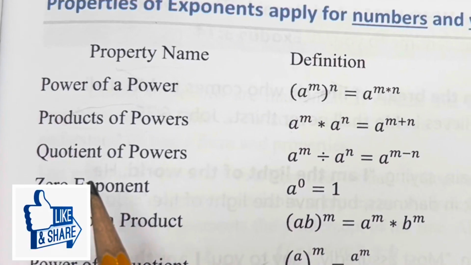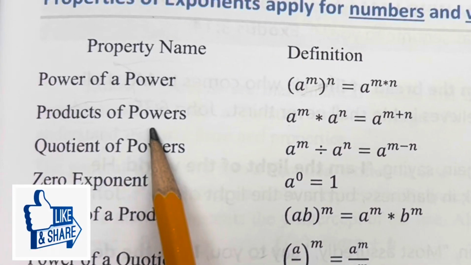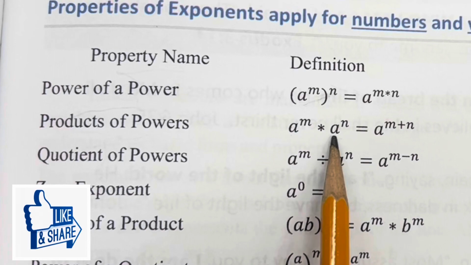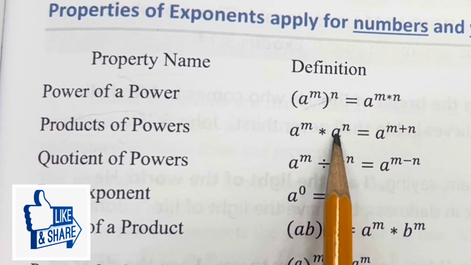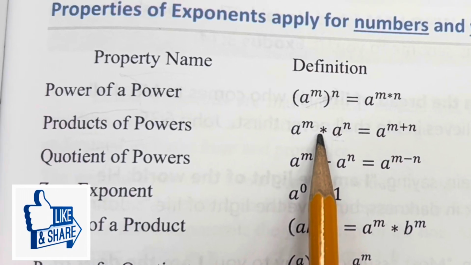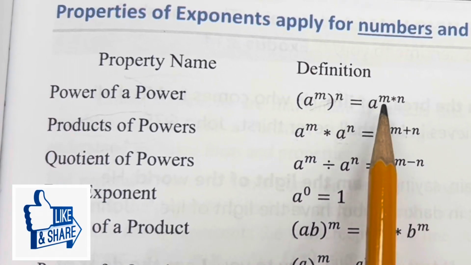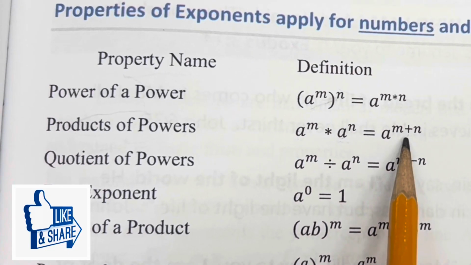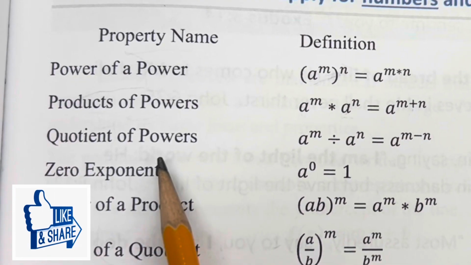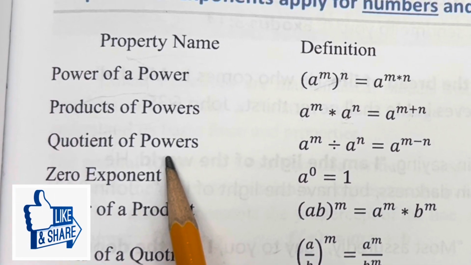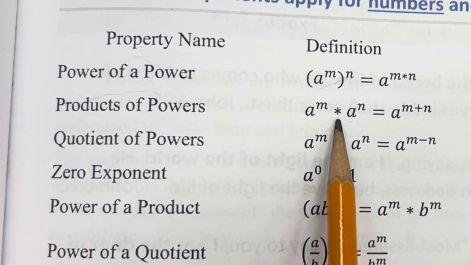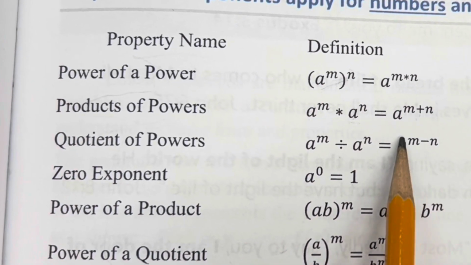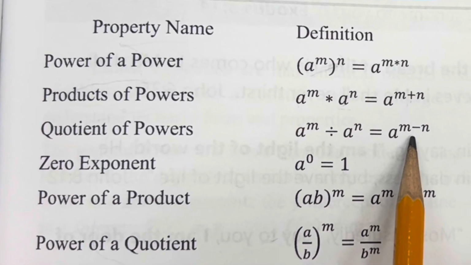Okay. So product of powers. So it's a multiplication, but you need to have the same base, okay? Same letter or same number. So when we're multiplying, we add the exponent. Quotient of powers, we do a division. You see, in here multiplication, we add the exponent. So in the division, we subtract the exponents.